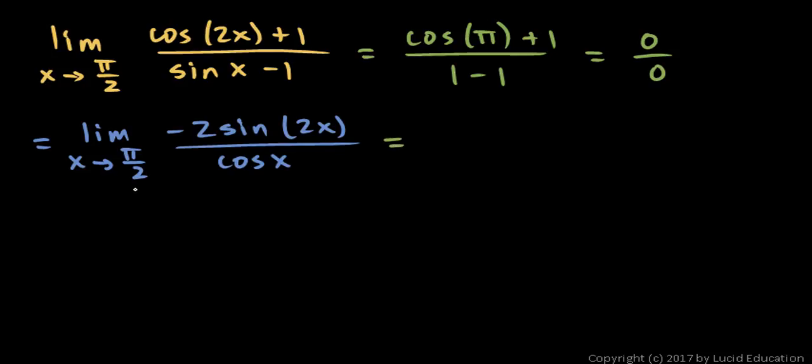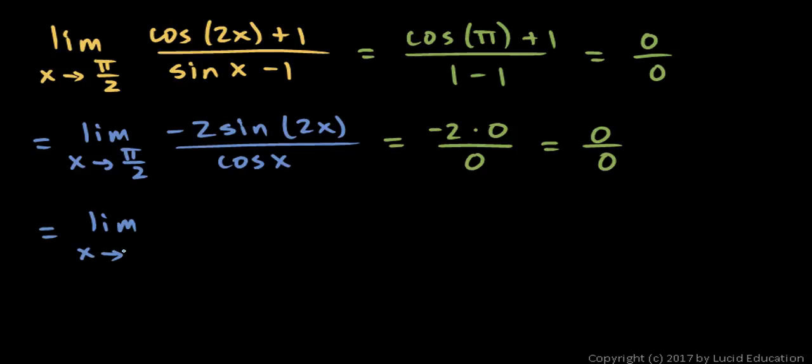And if we try to evaluate this by substituting pi over 2 for x, we get negative 2 sine of pi. 2 times pi over 2 is pi. And sine of pi is 0. So we have negative 2 times 0 over cosine of pi over 2, which is also 0. So that gives us 0 over 0. But we can apply L'Hopital's rule again.